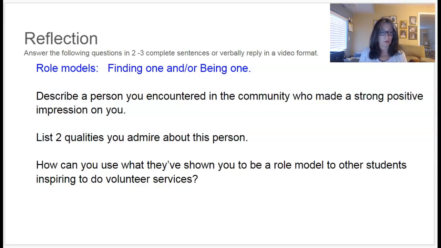So many of us have role models that we look up to and we watch while they do things and we're impressed in why they do it and how they do it. So this one is about maybe one of the role models that you encountered that you didn't know before you did the community service. So pick one person who had a strong positive impression on you. Give me 2 qualities that you admire about the person. And then the last part is like, how could you use those qualities in your own life to be a role model to somebody else?